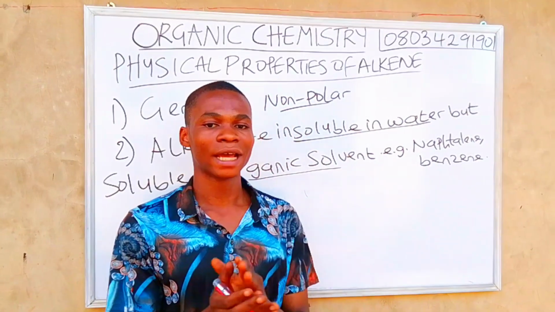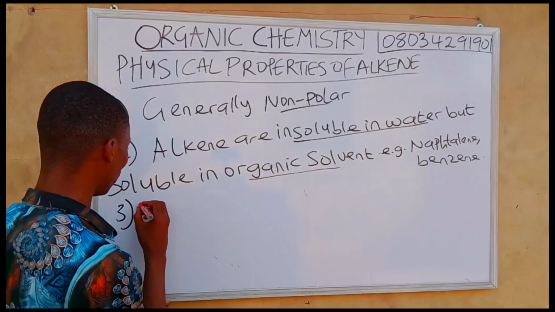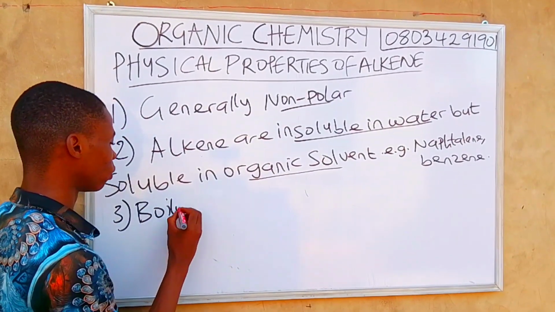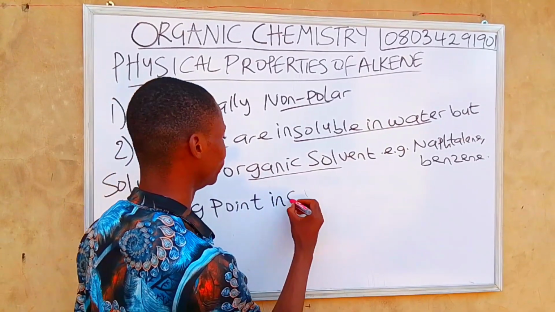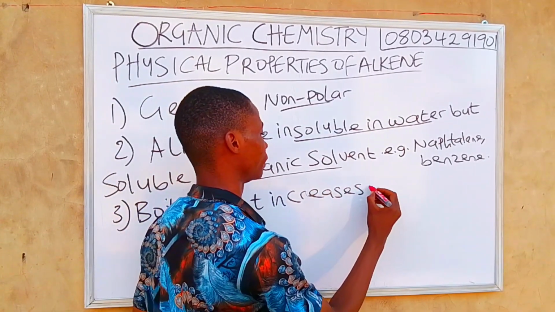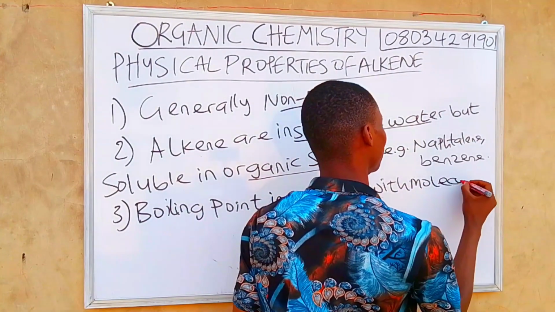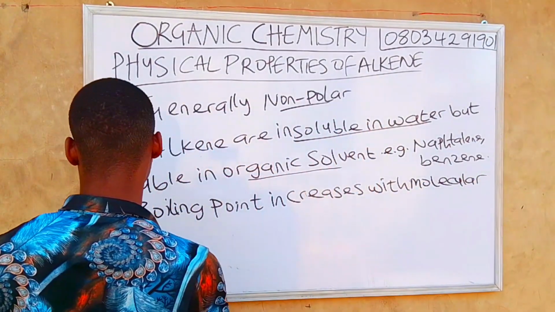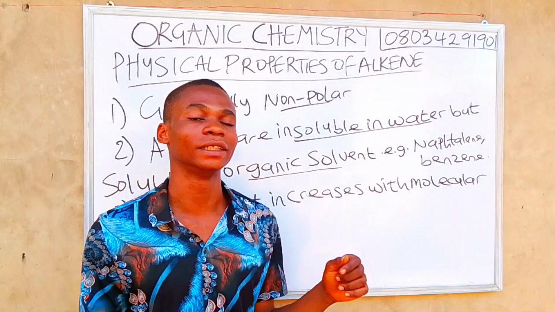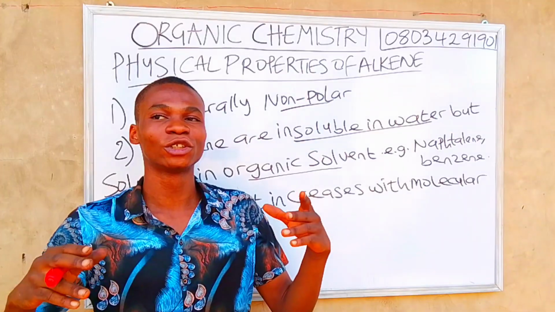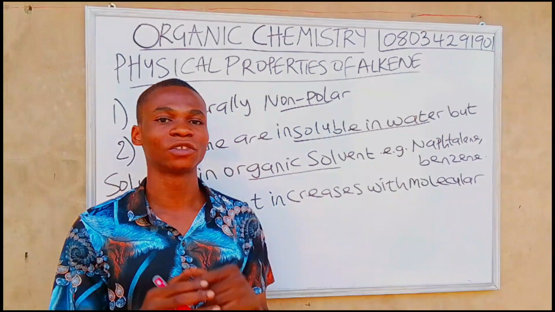So now let's continue. The third one is the boiling point. The boiling point of alkene increases with molecular size. So that will be all for physical properties of alkene. Without wasting much time, this video is already getting longer, let's move to chemical properties of alkene.